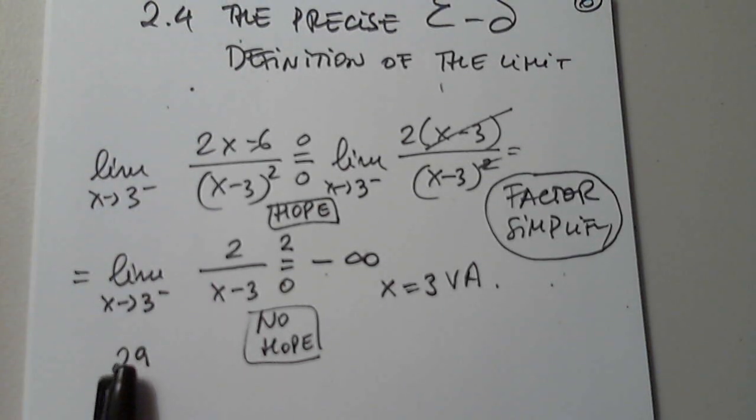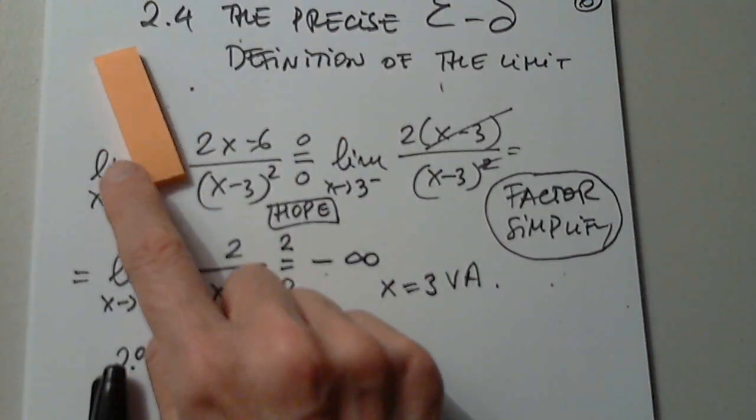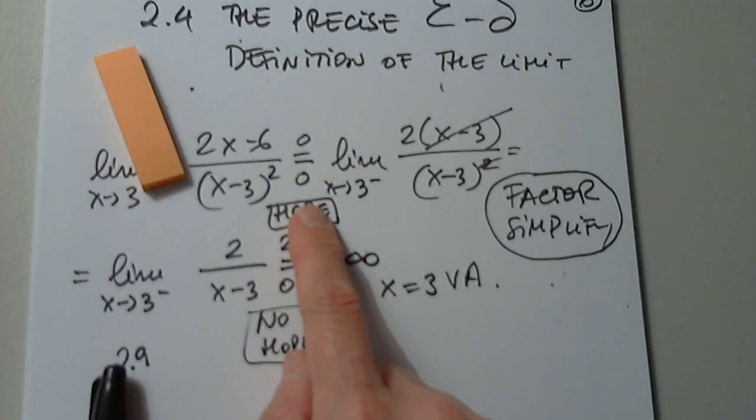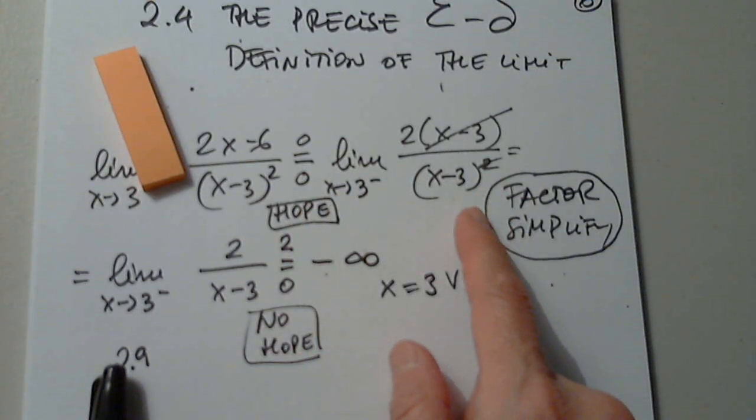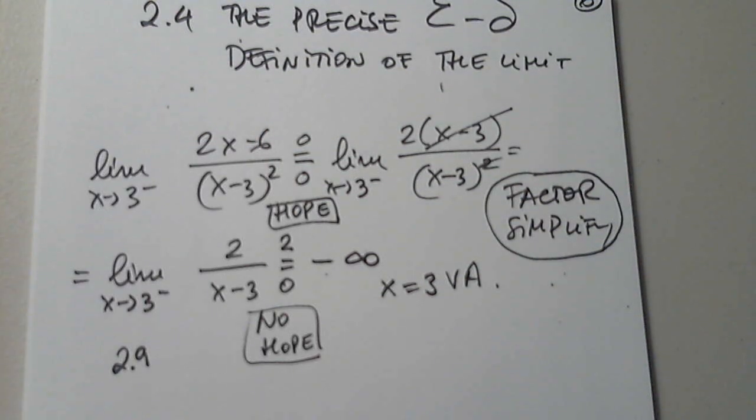We always plug in 3 to see what we have. I did that and got 0 over 0. Yes, and then we have to simplify it, because 0 over 0 does not mean negative infinity unless it means negative infinity in the next step. Right. So I did the next step, but I didn't factor before that next step.